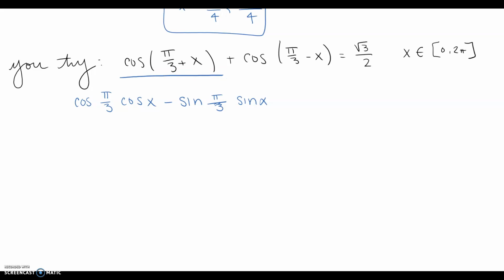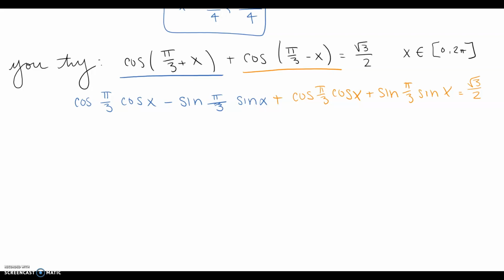Then I'll do orange. For this side, it's going to be plus cosine of pi over 3 times cosine of x plus sine of pi over 3 sine of x. And that's going to equal root 3 over 2. So this problem's a little bit different because we have a plus sign in between the two.